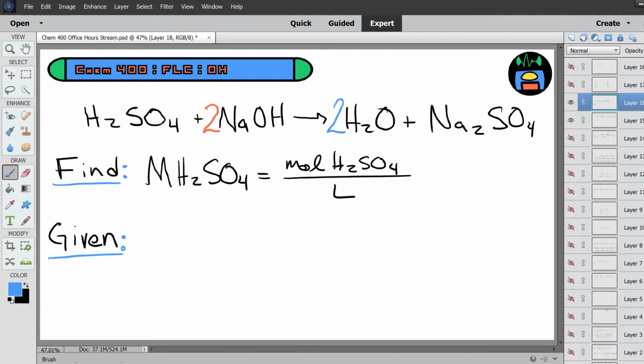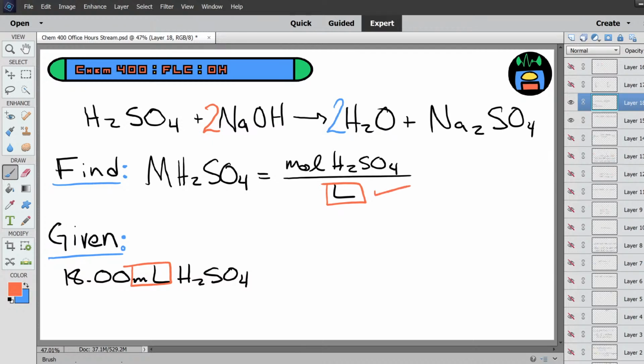Looking at what we're given, we are given a volume of sulfuric acid, right? 18.00 milliliters of H2SO4. All right, that is just one unit conversion away from our denominator.